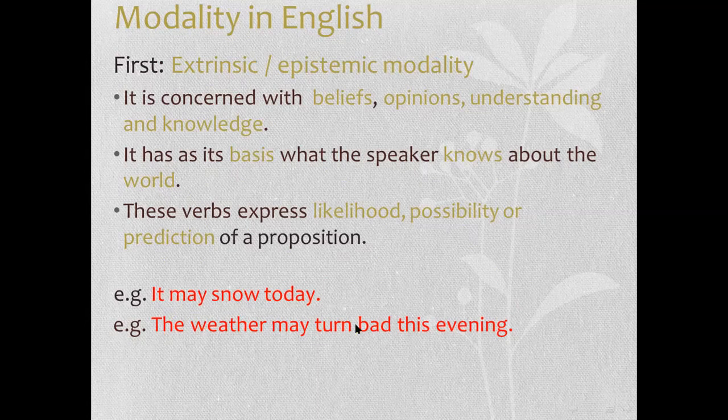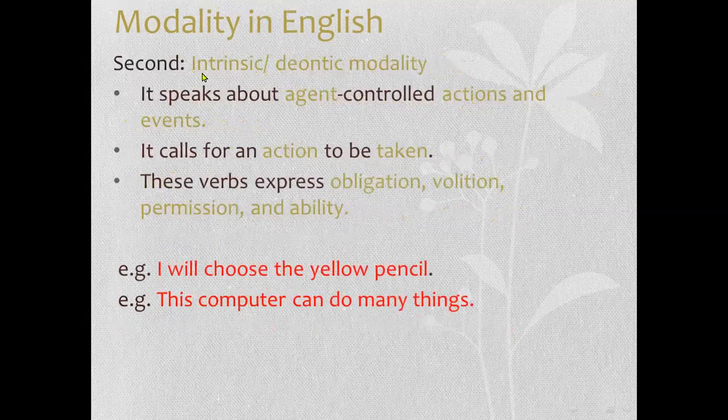The weather may turn bad this evening. Here just may is used. And you can use expressions like likelihood, possibility, or prediction instead of may. And the second type is intrinsic, deontic modality. It speaks about agent-controlled actions and events. It calls for an action to be taken. These verbs express obligation, volition, and permission.